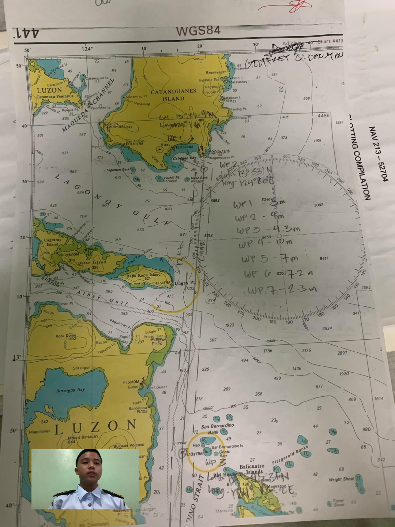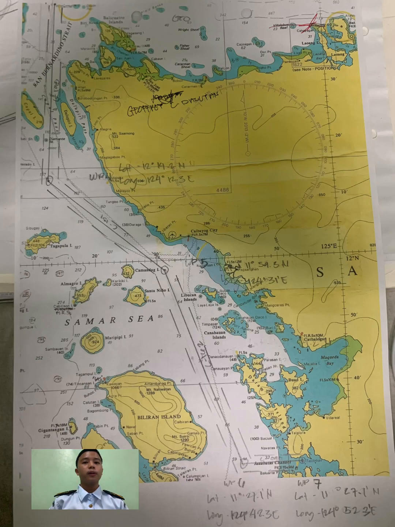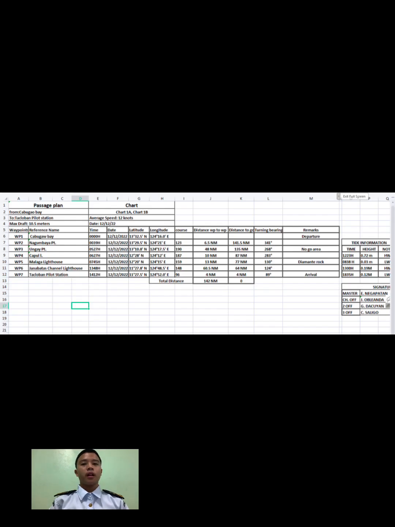As you can see, our course from Cabugao Bay to Tacloban Port Station is already plotted. Now I'm going to show all of you our passage plan. Our max draft is 10.5 meters and our speed is 12 knots. We are going to depart from Cabugao on December 12, 2022.